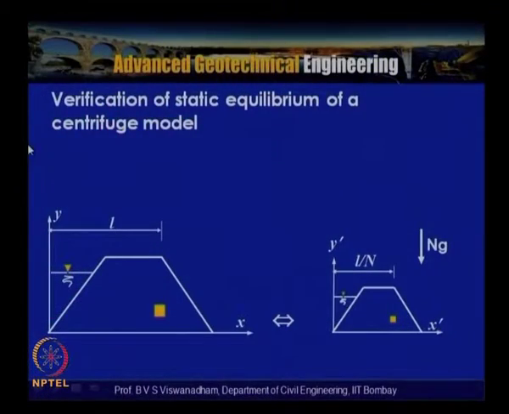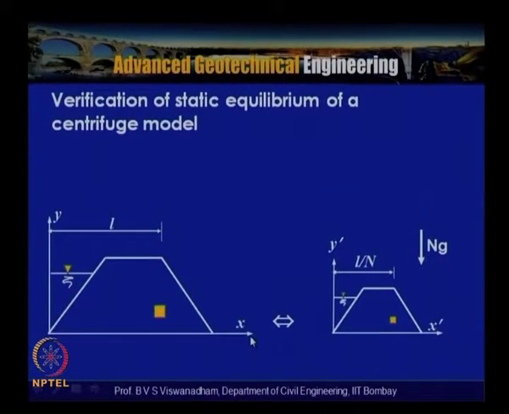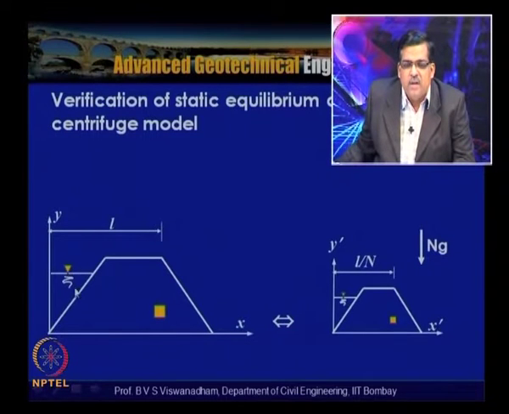So consider an embankment which is shown here, and this dimension is length L, with the x axis and y axis. It has seepage, and it is subjected to some body forces due to seepage as well as self weight forces, and consider an element within the model at a certain depth as shown here. Assume that the same model is reduced by 1 by n times, maintaining this length as L by n and maintaining this gravity as ng.